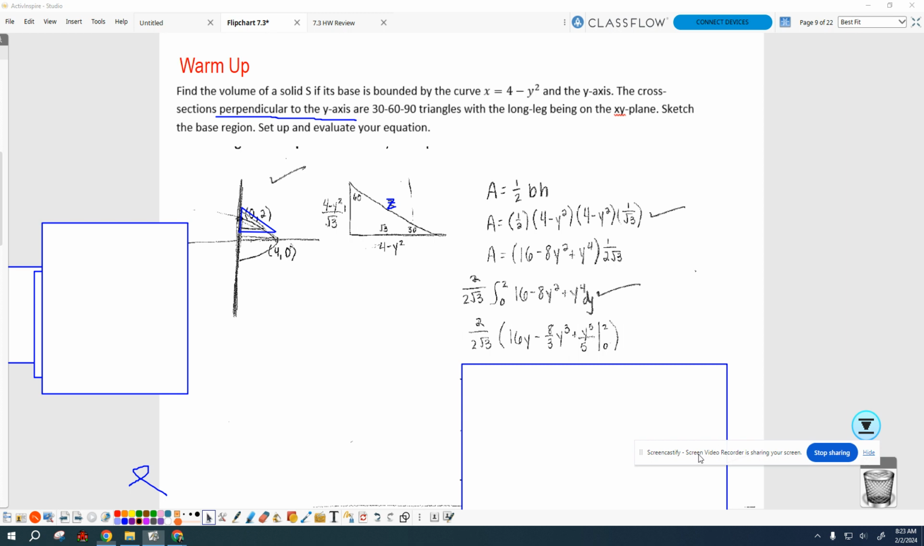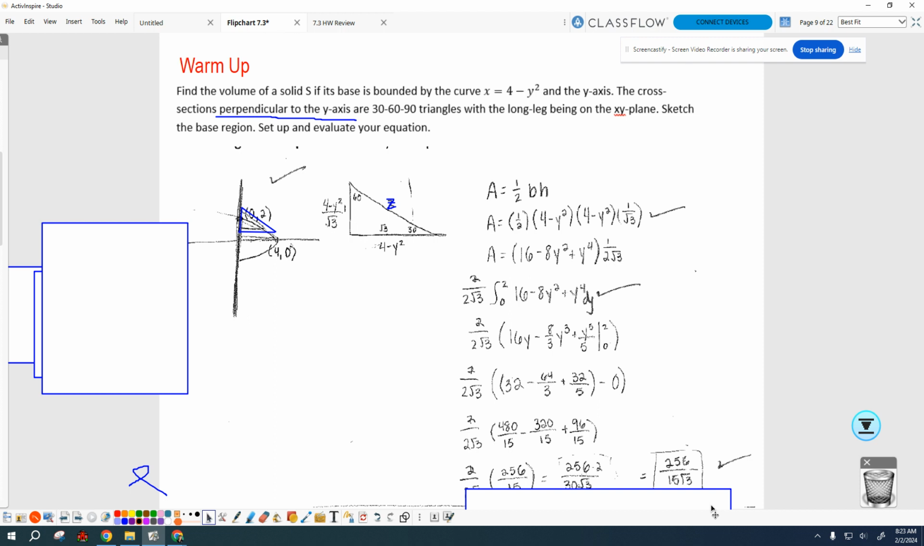So this was someone's actual warm-up exit card, whatever. And they get the gross number of 256 over 15 root 3. What do you think? Questions? It's tedious more than it's hard, but there's lots of places to make simple mistakes, which is why I didn't announce it in this class, but there's a quiz Wednesday next week on 7.1 to 7.3.